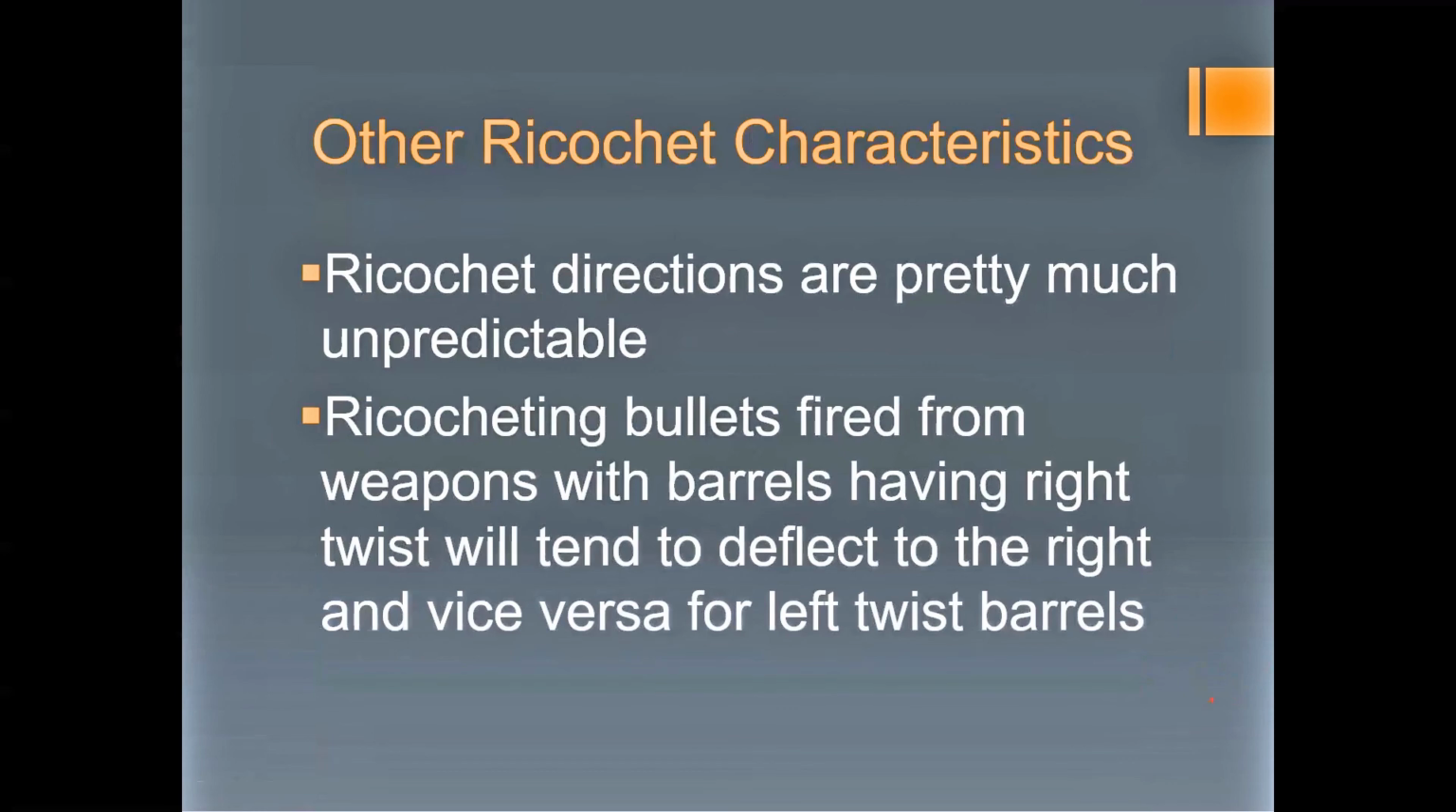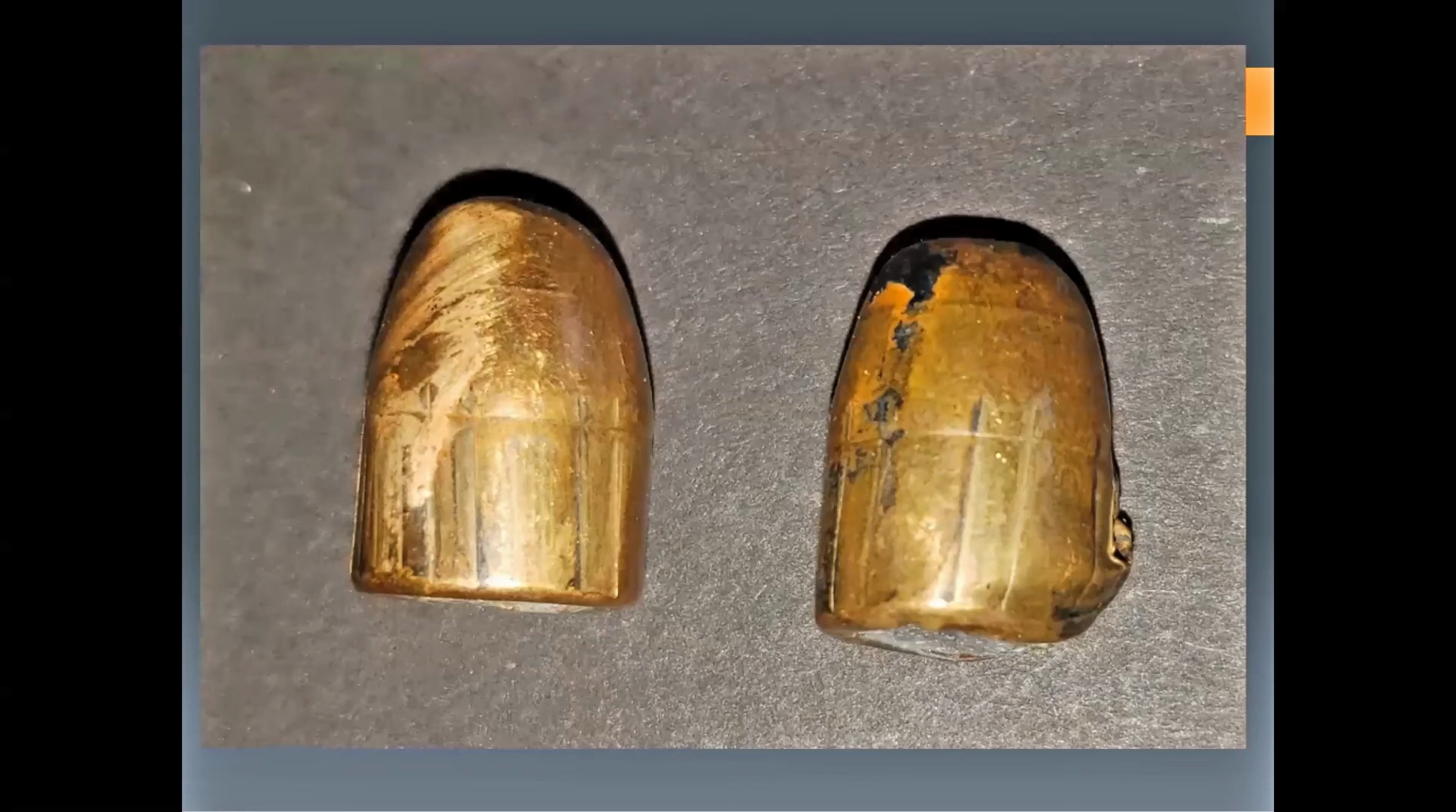Ricocheting bullets fired from weapons with barrels having right twist will tend to deflect to the right, and vice versa for left twist barrels. Okay, here I have two bullets. This is from some experiments that I did. And you know how in the C.S.I. TV shows, they look down and say, oh, this got 8 lands and grooves, and it's a right-hand twist.